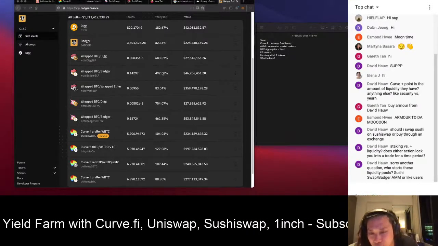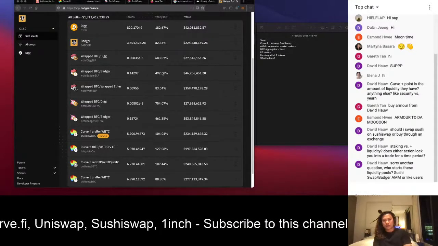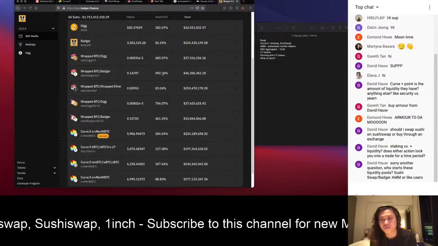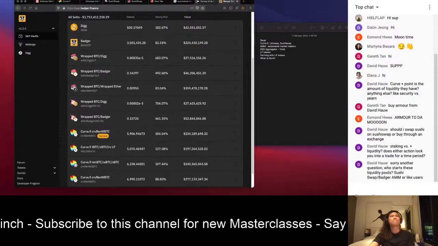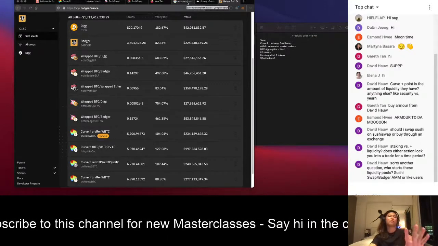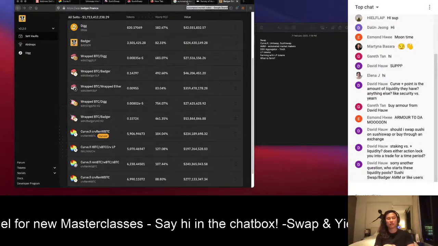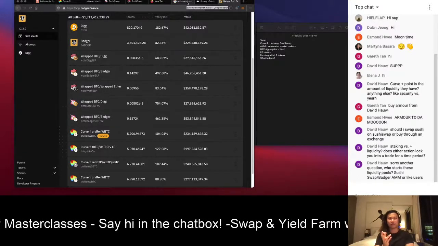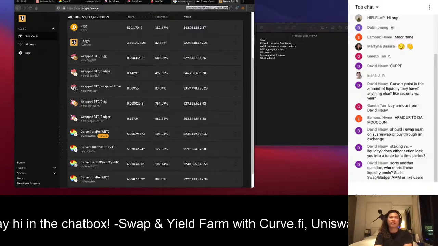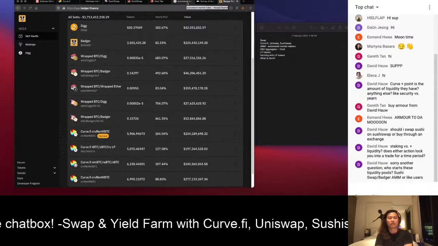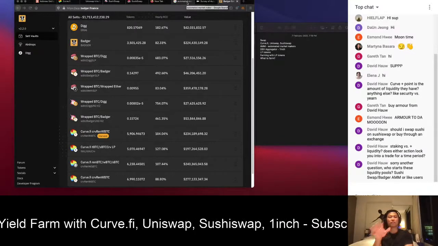Should I swap sushi on Sushiswap or buy through an exchange? So David, to swap sushi on Sushiswap or buy through an exchange, you wanna go to CoinGecko. First, it depends on how much money you're buying. If you're buying really small amounts, small I mean like less than $5,000, then you should buy through a centralized exchange because centralized exchanges don't have those fees.